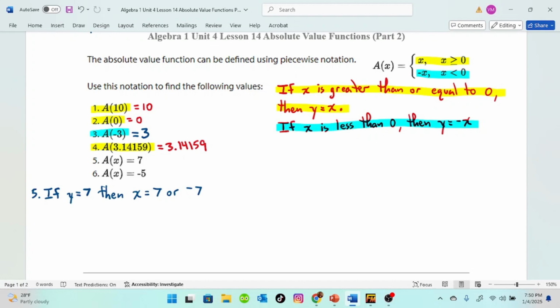To make this clear, let me show here. If I said that x was 7, then 7 equals 7. If I said that x was negative 7, then negative 7 would also equal 7. So it could really be either one of these.